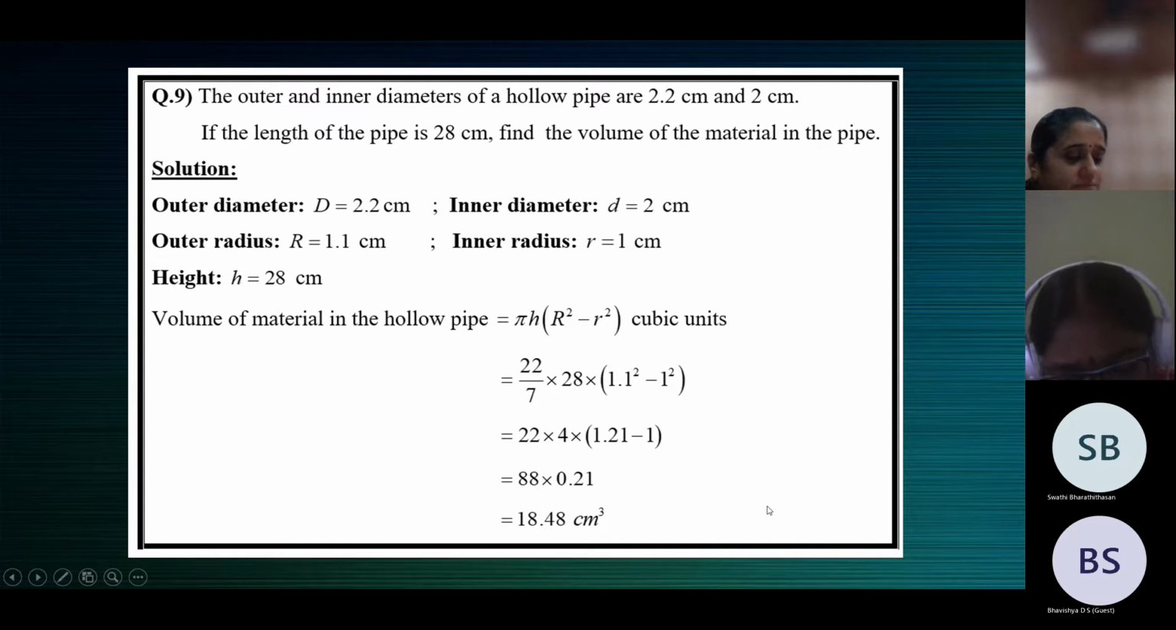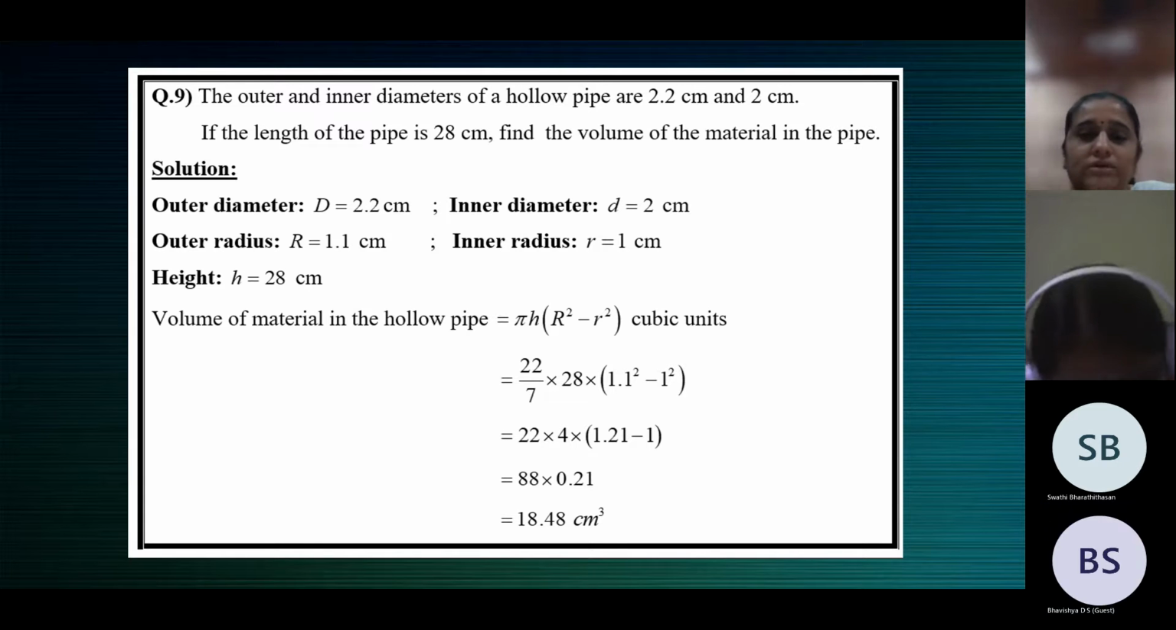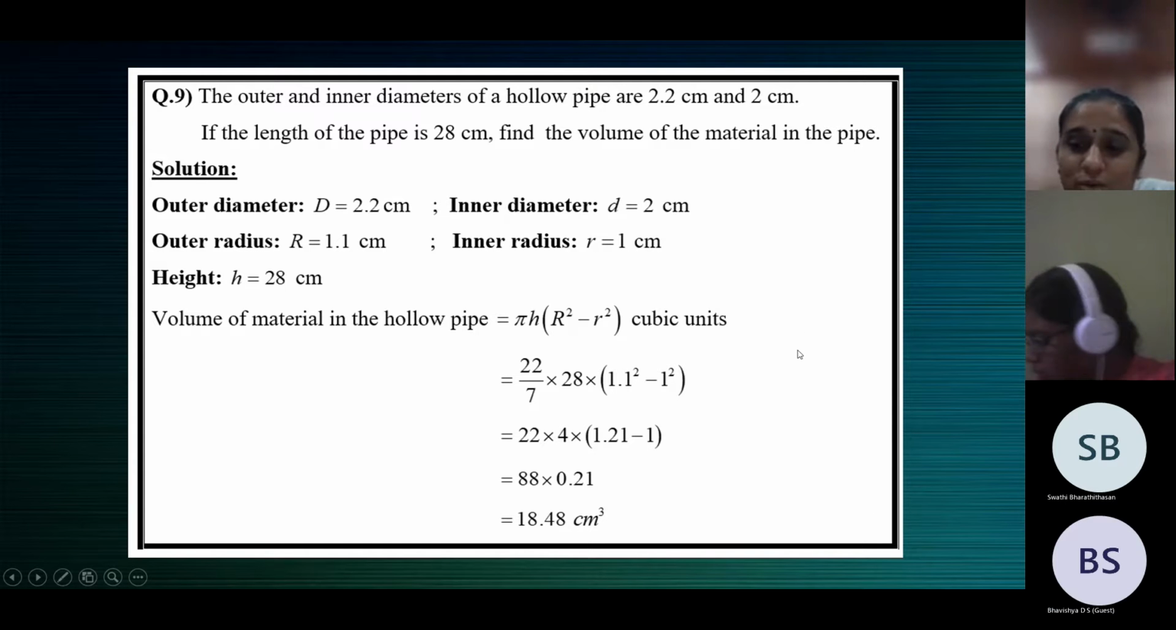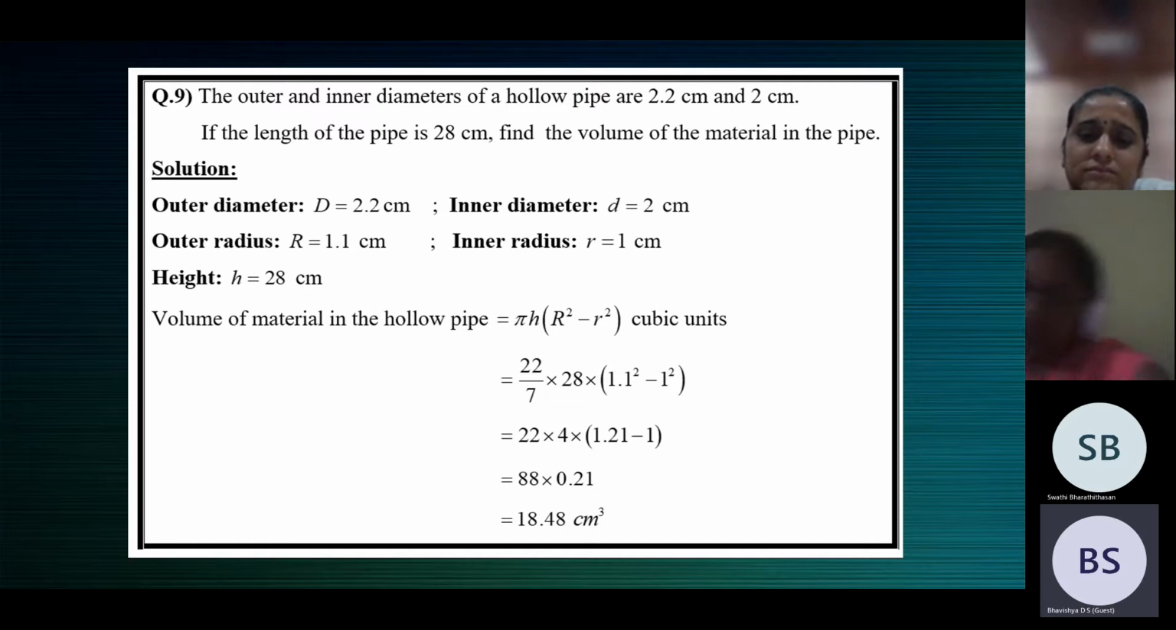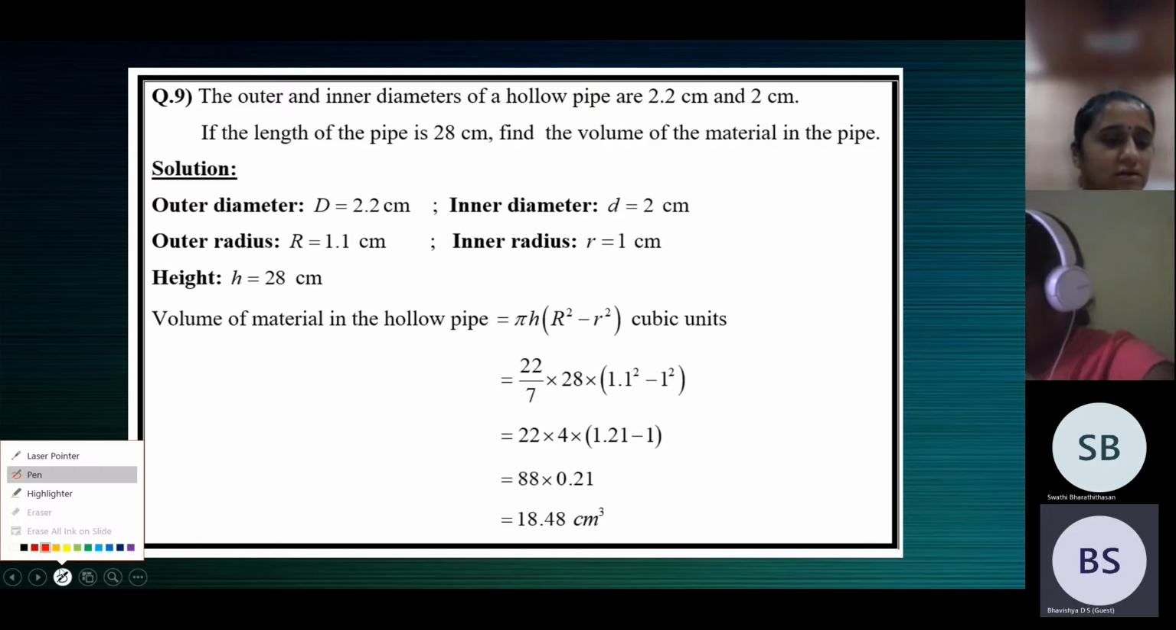Done, children? No, ma'am. Okay. Is the concept clear, children, please? Because this is not only in 8th standard. You will see this in 9th and 10th. Very important. Ma'am, I'm having a doubt. Ma'am, after 22 into 28 into 1.1 square minus 1 square, after that step, you wrote like 1.21 minus 1, like that you wrote, ma'am.